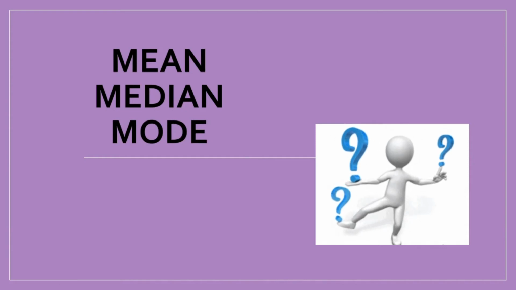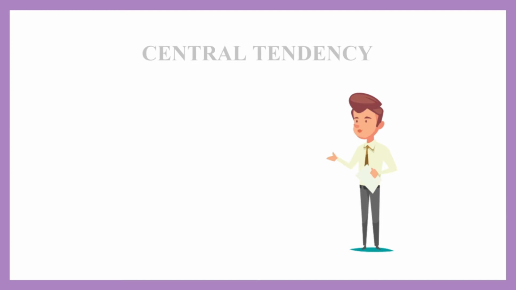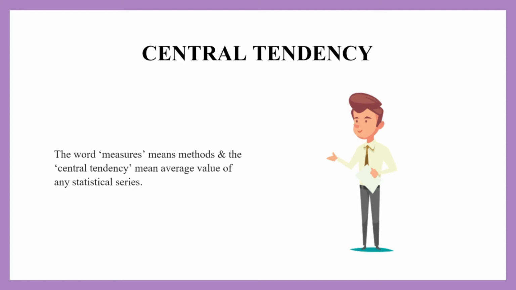Hello learners, in this lecture we will study the measures of central tendency. The word measures means methods and central tendency means average value of any statistical series. Thus, the combined term measures of central tendency means the methods of finding out the central value or average value of a statistical series or any series of quantitative information.